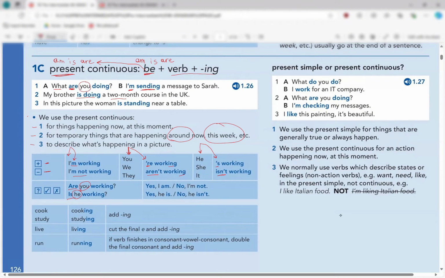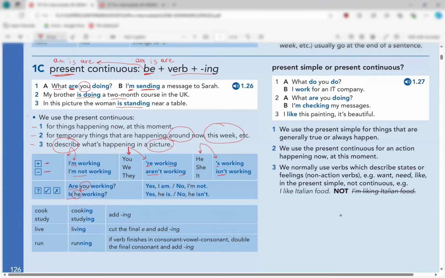Right? Number 3, to describe a picture, guys. When you want to describe a picture, looking at the picture, not your picture, another picture, looking at a picture on the wall and you're describing it, then we use present continuous too.